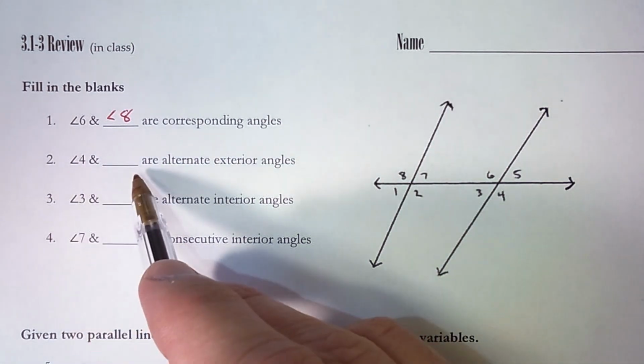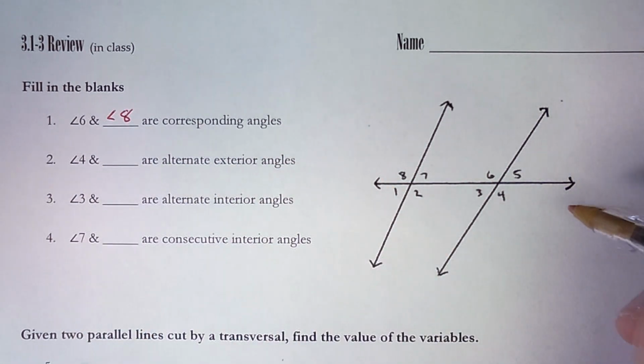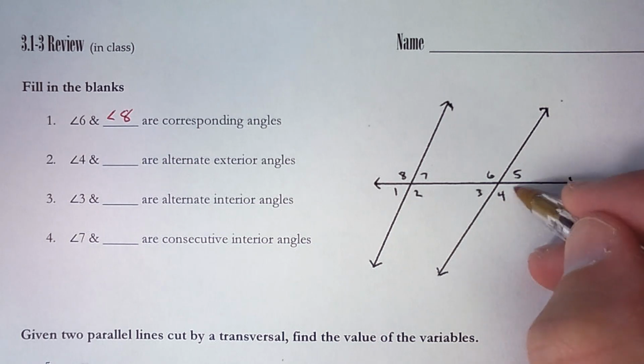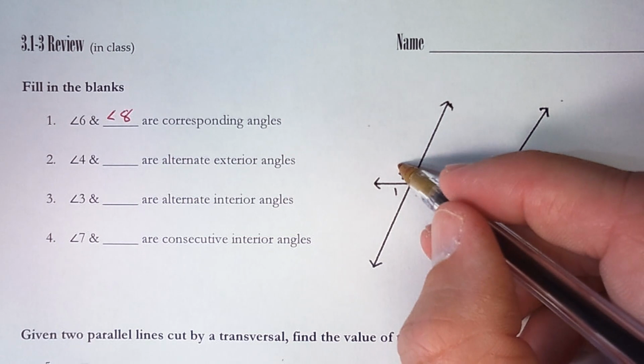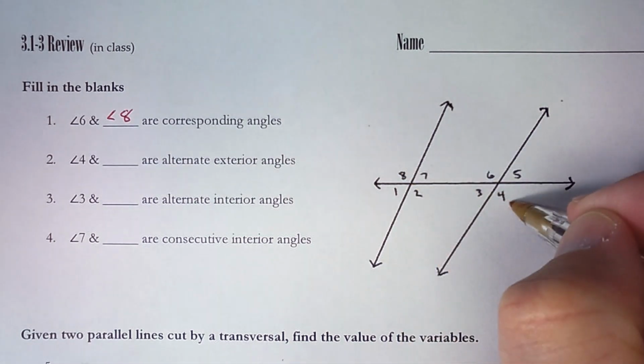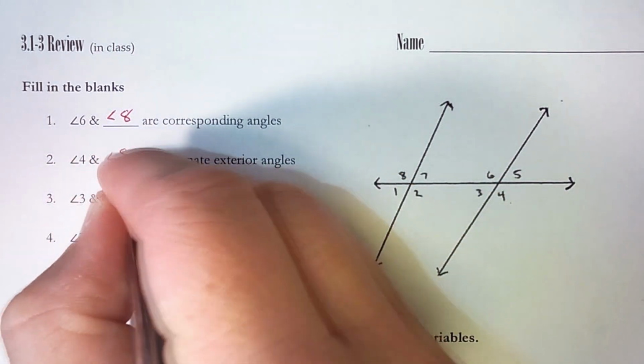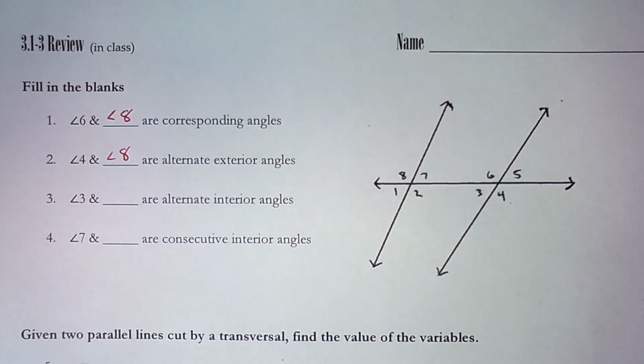Angle 4 and what are alternate exterior angles? So here I am down on the bottom right, all the way up on the top left. Those are my alternate exterior angles. So angle 4 and angle 8 are alternate exterior angles.